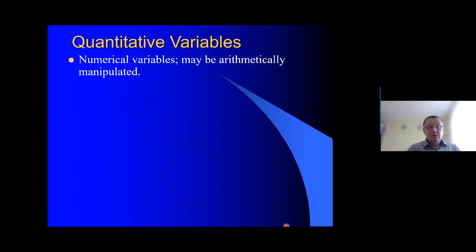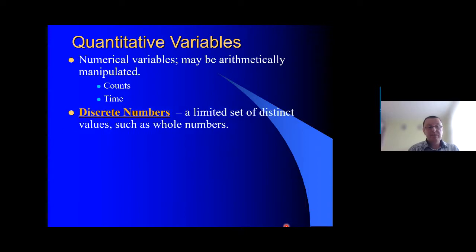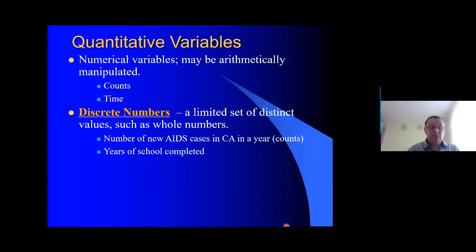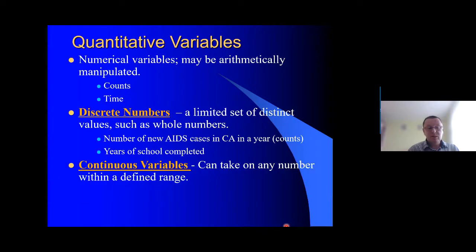Okay, quantitative variables are numerical variables, so we can perform arithmetical manipulation like count, multiply, and so on. Here we identify discrete numbers, a set of distinct values, such as whole numbers, for example, the number of new coronavirus cases, or school completion, and so on. And continuous variables can take on many numbers within a definite range, like age, time, and so on.